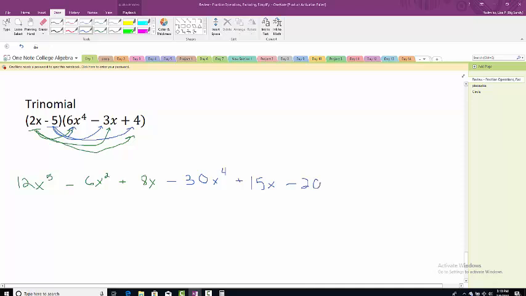And now we're going to see if we have any terms we can combine, which the only terms that are like are our 8x and our 15x. So we can combine them. They're both positive, so that makes it easy. That's 23x. And we also want to put this in what's called descending order. So x to the 5th, that's your largest power. So we're going to put that term first.